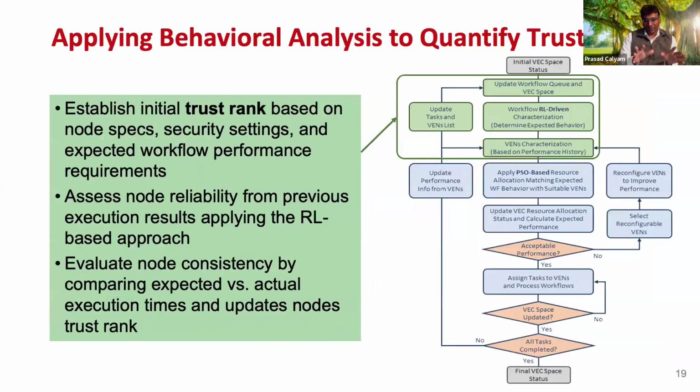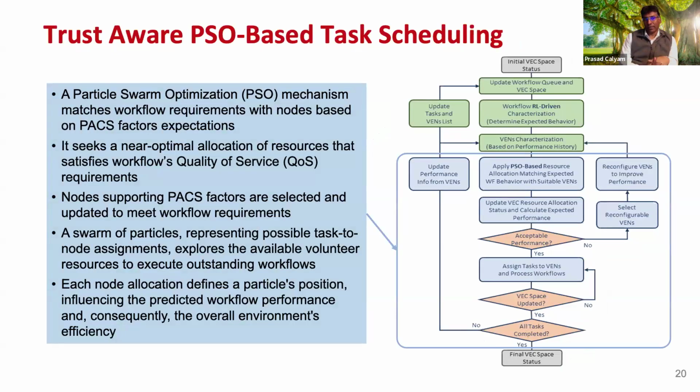So the two-step process of how we do the profiling and how we do the scheduling is broken down here. We established the initial trust based on the node spec, security settings, and expected workflow performance. Using RL and some of the other trust score methods, we can create a set of nodes that meet the expected execution times, and then we are constantly looking at how they are actually meeting it to keep revising their trust level. Then the scheduling, in this case using particle swarm optimization, can scale very nicely across a number of volunteer nodes. We're trying to optimize the matching of the PAX factors on the available volunteer nodes to meet the workflow requirements. Each node allocation defines a particle's position and can influence the predicted workflow performance and also the overall efficiency of the system.